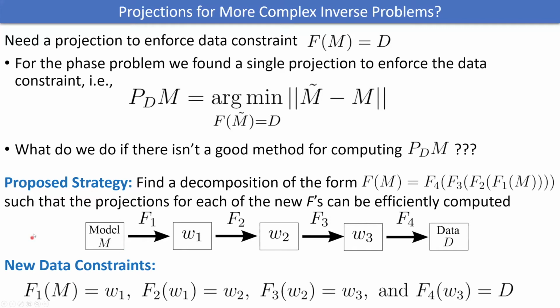And so if you think of things in these terms, we're replacing our simple data constraint, that we want a model M that maps to D through F, with these 4 constraints here at the bottom, where we want a model M and a bunch of W's such that F1 of M maps to W1, F2 of W1 maps to W2, F3 of W2 maps to W3, and F4 of W3 maps to D. And so the hope is that by instead considering these data constraints, maybe we have good ways to compute the projection for each one of these Fs, even though we don't have a good way to project the original F.